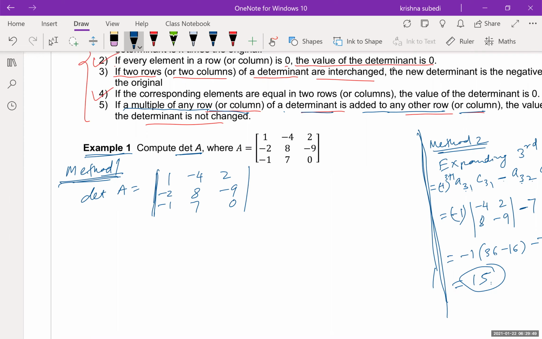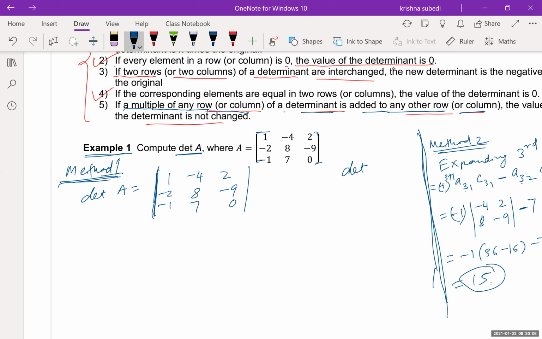Notice I'm using these 2 vertical lines. Earlier, it was a matrix. And if it is a matrix, we must write the word DET, determinant. But if you write these 2 vertical lines, you don't have to write determinant, okay? This is what we need to find. Determinant of A is this.